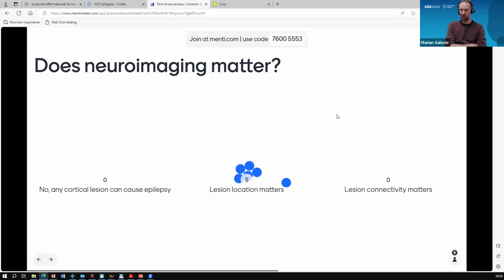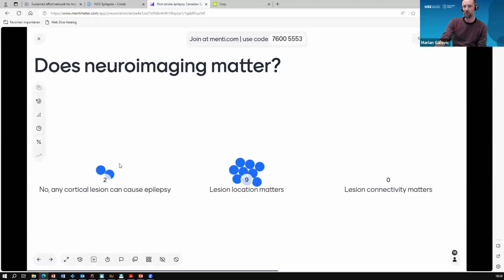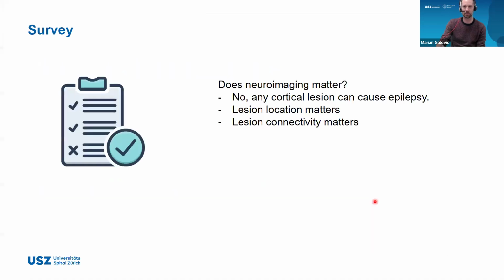So let's see how people respond to the survey. Wow, this is quite one-sided so far. Most people think that actually lesion location does matter. Okay, some people think, well, it may not be such an important factor after all, that any cortical lesion can cause epilepsy. All right, but the clear majority thinks lesion location is important.